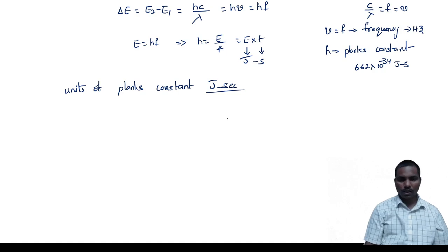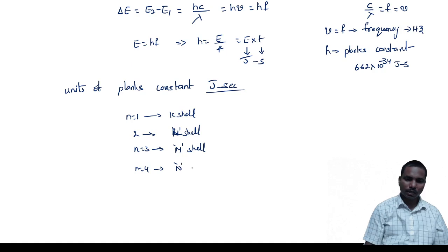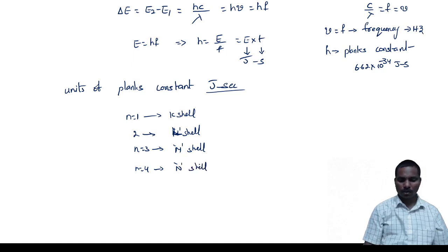Okay. And he said that if n is equal to 1, that belongs to the K shell, n is equal to 2 belongs to the L shell, n is equal to 3 is K L M, and n is equal to 4 is K L M N shell. Okay, he gave the shells like that.